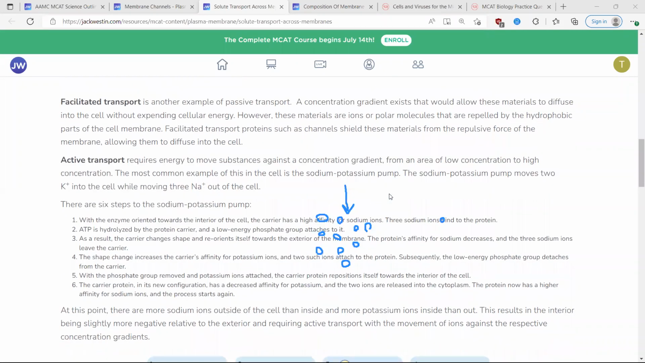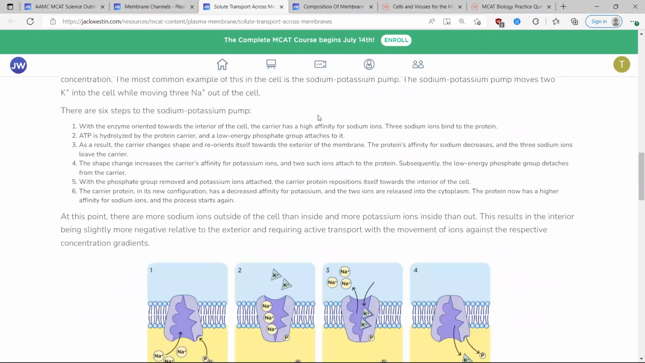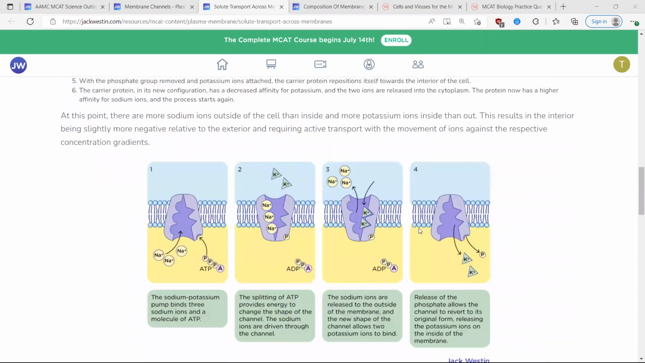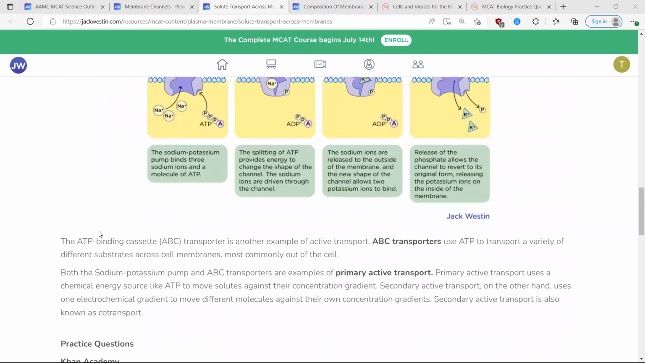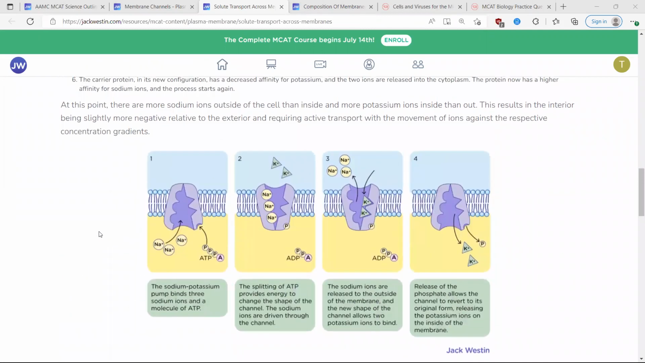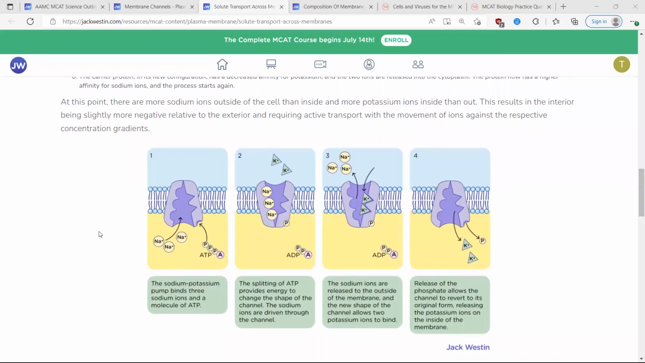Okay, so we talked about transport and all of that. So now, the sodium potassium pump. This is a pretty important thing. You're going to see it more when we talk about action potential, and neurology, yeah.